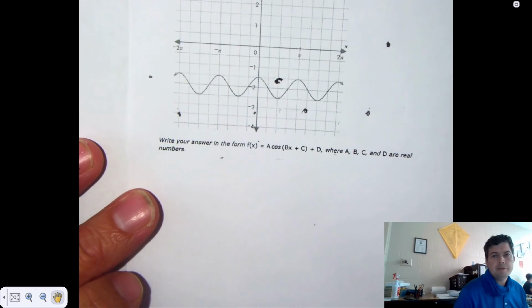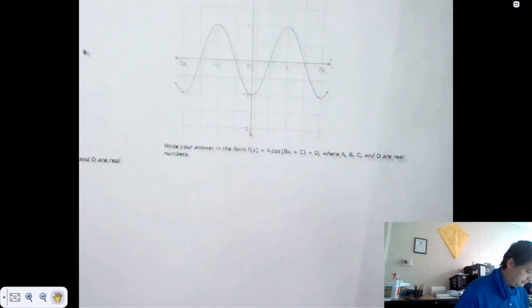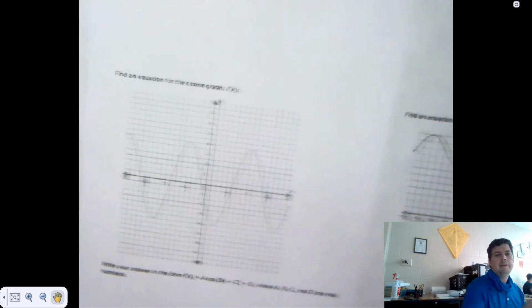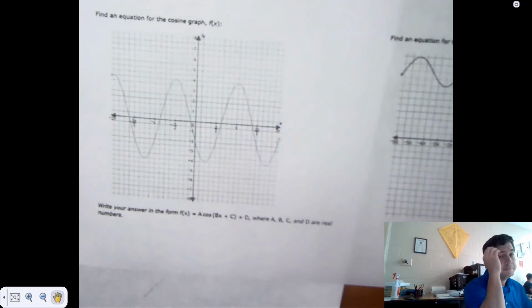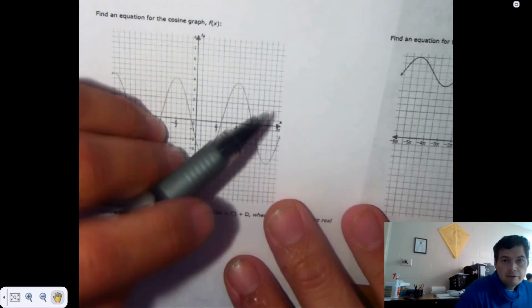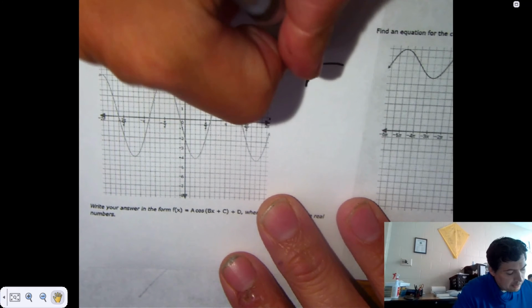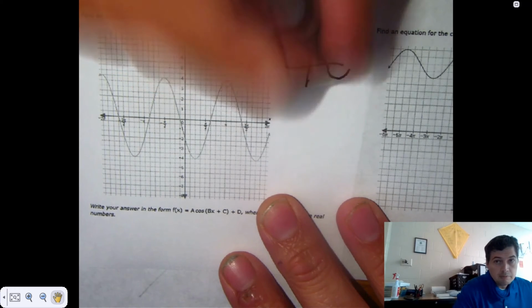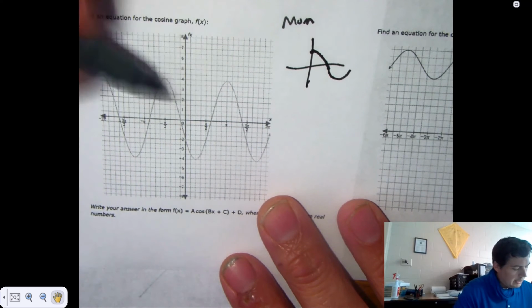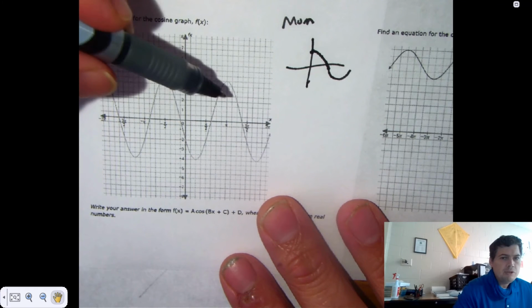There's absolutely nothing interesting about that one. There is something interesting about this one. Remember that cosine, if you look at mom, cosine starts high on its origin and falls. It starts high. I don't see that happening at the origin. It's not there. So this one's been phase shifted.